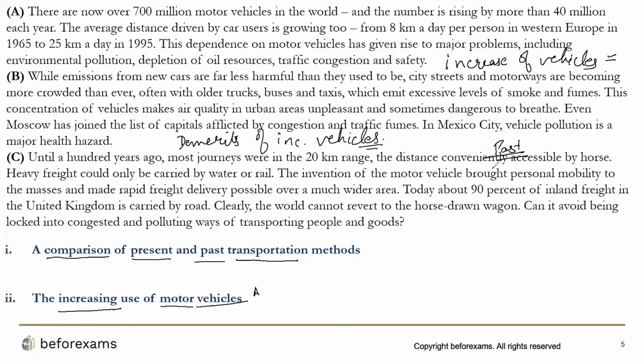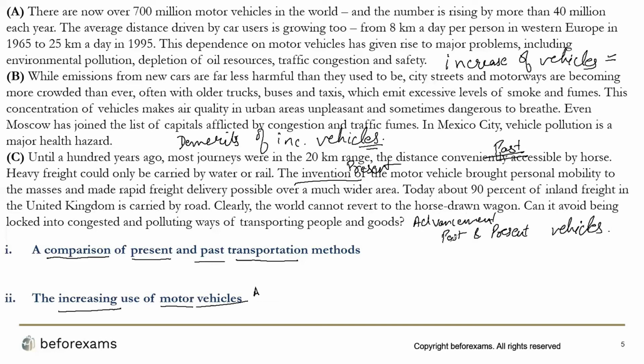The invention of the motor vehicle brought personal mobility to the masses and made rapid freight delivery possible over a much wider area. So it is talking about invention, which means it is talking about the present also. Today about 90% of freight is carried out by road. Clearly the world cannot revert to the horse-drawn wagon. Can it avoid being locked in congestion? So it is talking about the advancement, we can say the past and present of vehicles. It is talking about this only.